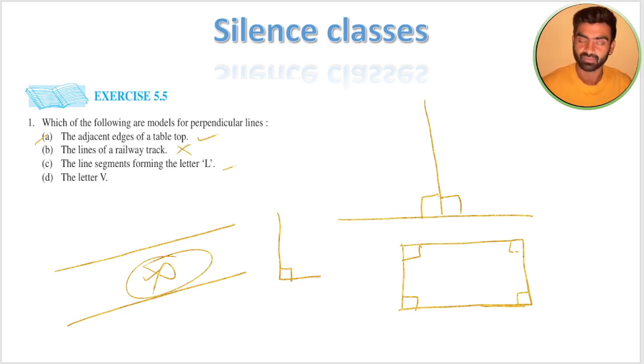D, a letter V. If we draw a letter V, we will draw it like this. It is intersecting over here, but it is not a 90 degree angle. So we can say no, it is not.